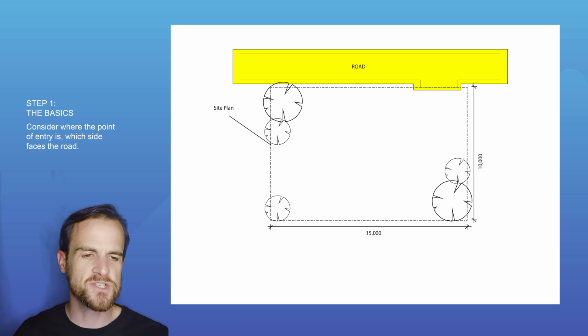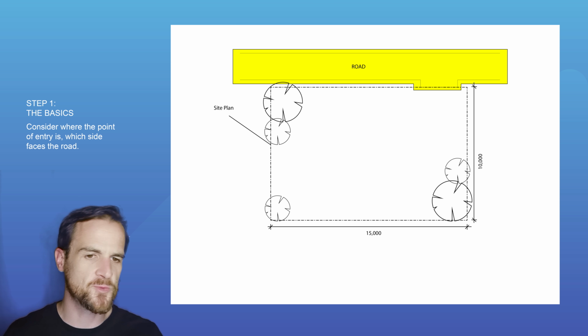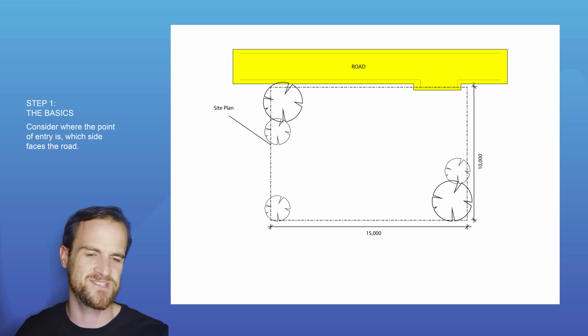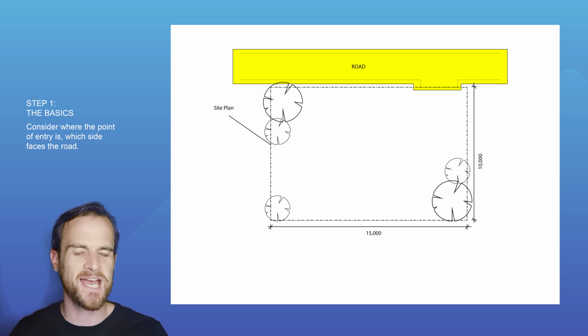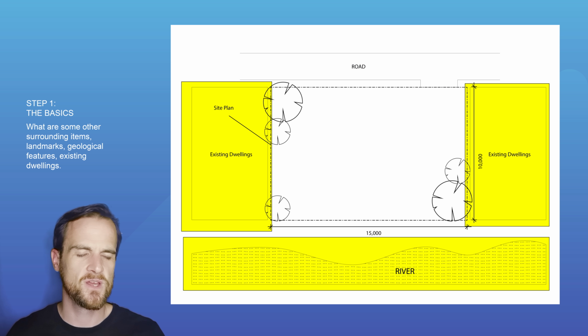So we've added in a few trees. We've added in a road as well. So that's really important. We're working on a residential block, so there's always going to be a road, and there's also a point of entry as well. That's always going to be prescribed with residential land. The council determines where that point of entry is. So always include that, and you need to consider how that's going to influence the design.